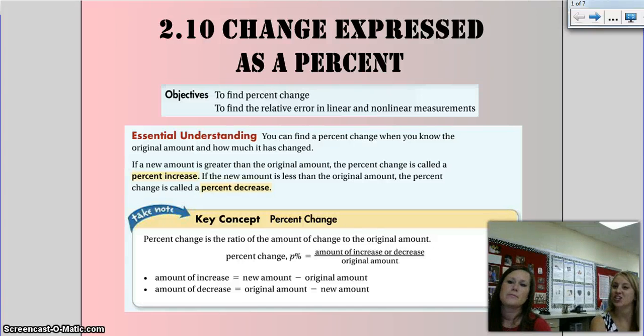Hello. 2-10, change expressed as a percent. All right, so guys, this is our last lesson for chapter 2.